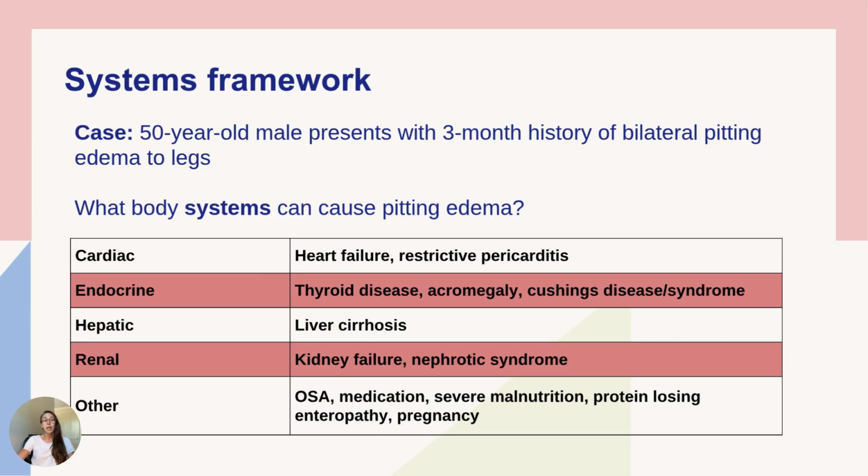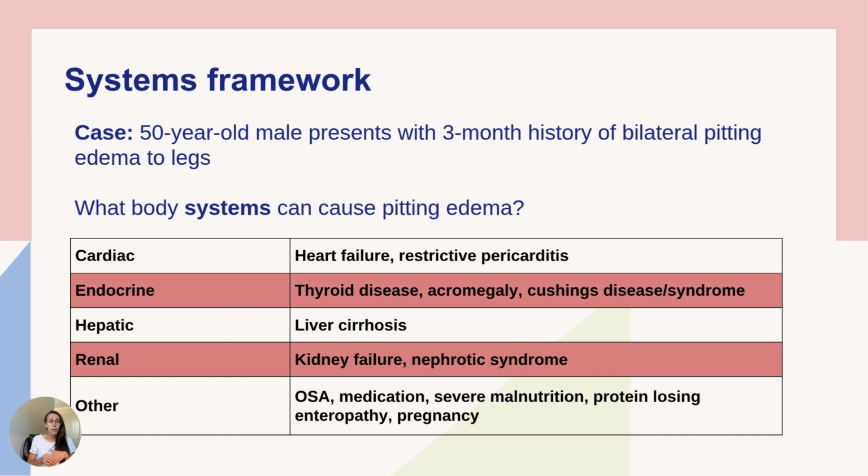So, for our first case, let's say a 50-year-old male is presenting with a 3-month, so chronic history of bilateral pitting edema to the legs. Instead of just kind of randomly thinking up differentials, I want to make sure that I'm using differential buckets to tailor my history, physical exam, and differential. So, what I ask myself is what body systems can cause pitting edema? So, four key ones that I like to think through are the cardiac, endocrine, hepatic, and renal. And then that other bucket is really for things that don't fully fit, but there's some other random diagnoses that you wouldn't want to miss.